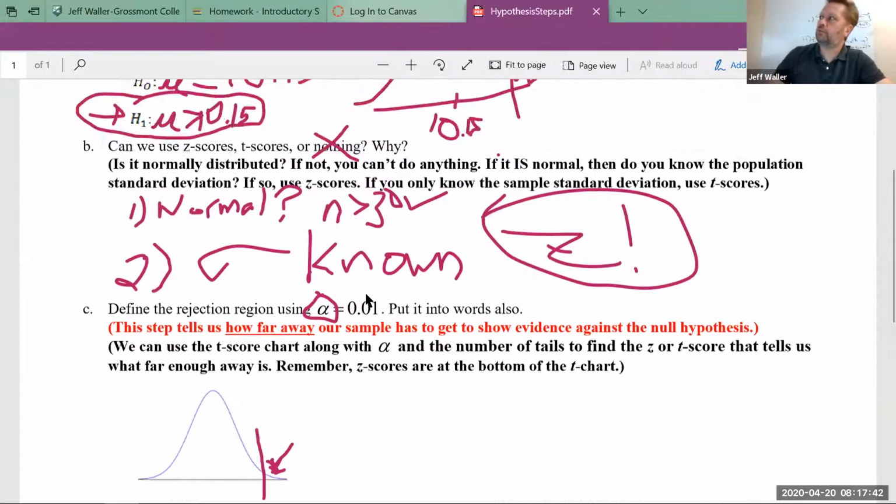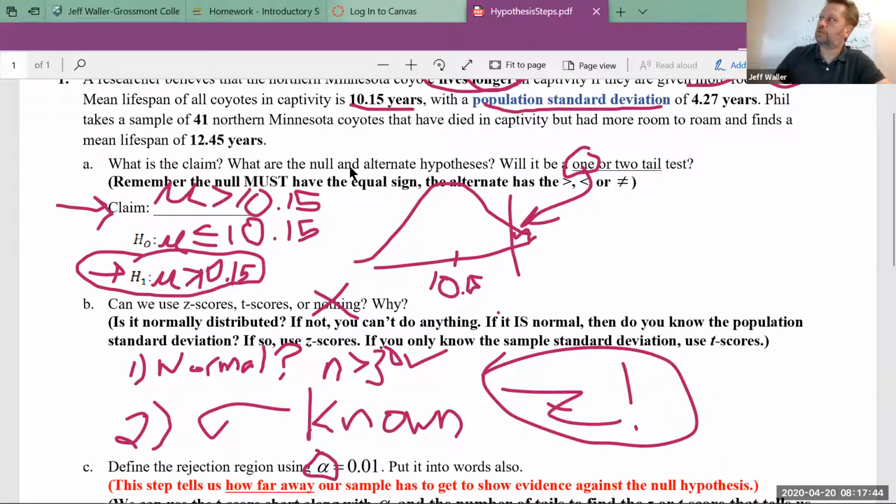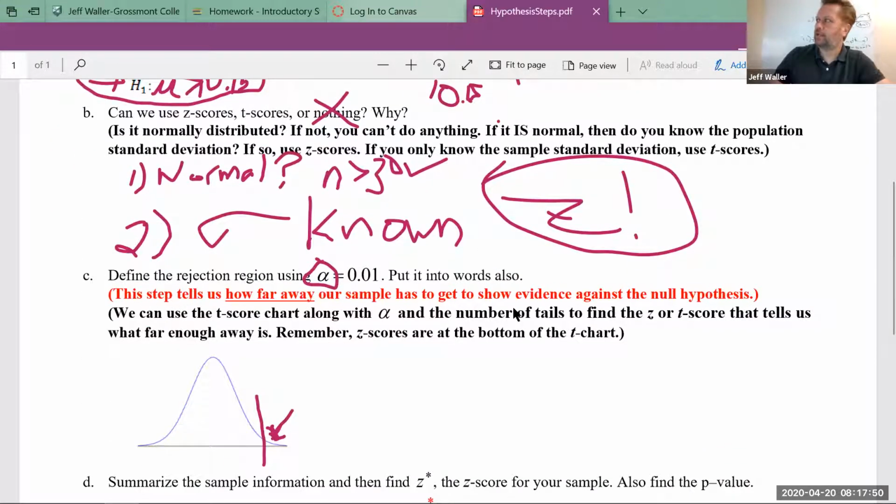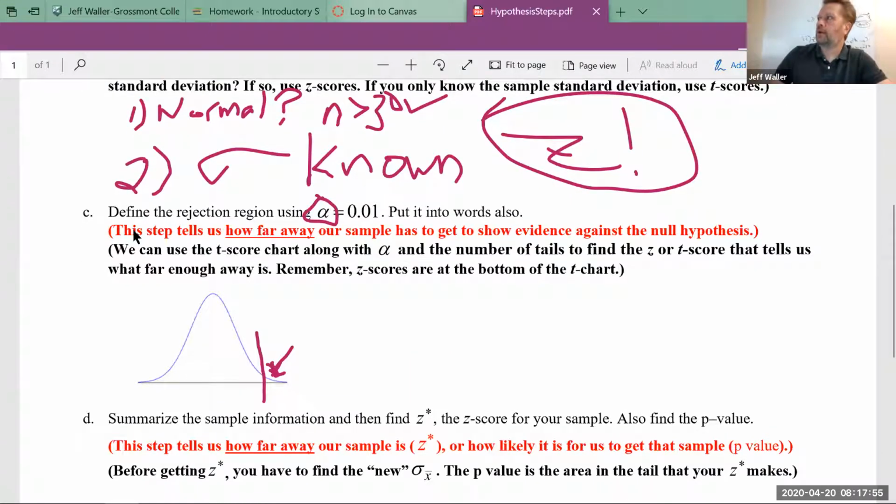And do you notice what I'm trying to do here with these little notes? In black, it's kind of like the practical side. And in red, I think I try to make it more conceptual. I can't remember what the purpose was. This step tells us how far away our sample has to get.